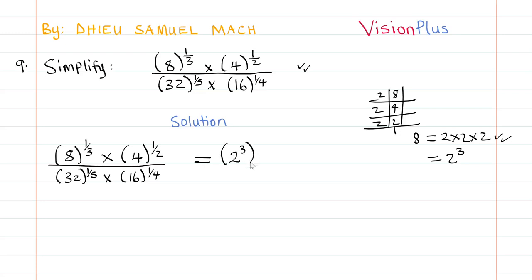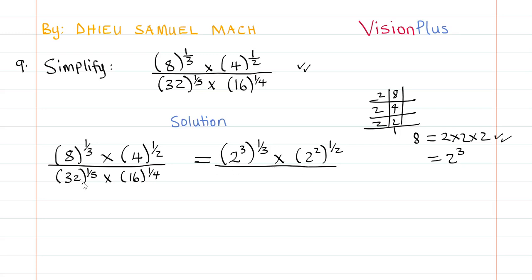But remember that 8 is raised to power 1 out of 3. So you keep the original power in that format. Next is 4. What is 4 in terms of powers? 4 is the same as 2 squared. I'm not going to show that, but if you represent it on the prime factor table, you will be able to get that 4 is the same as 2 squared. And then the original power was a half. Keep it there.